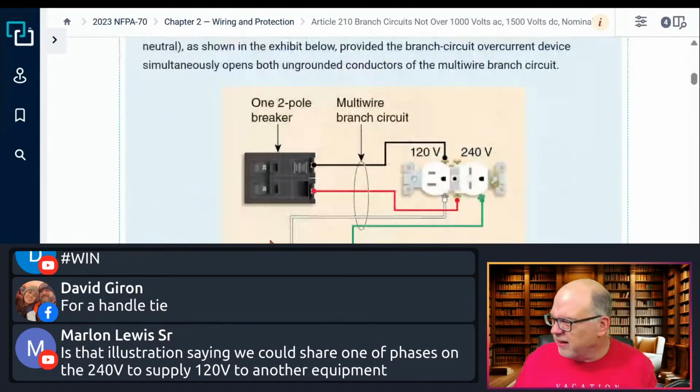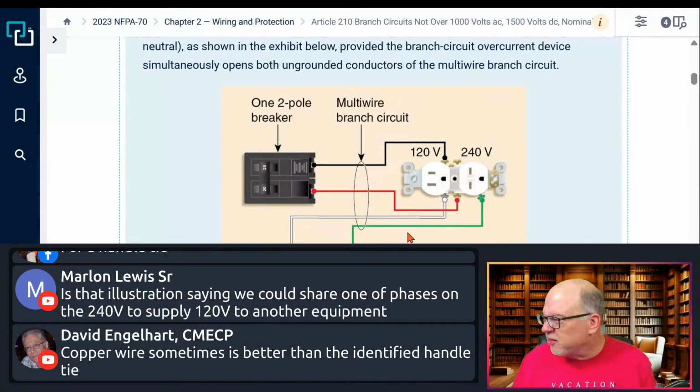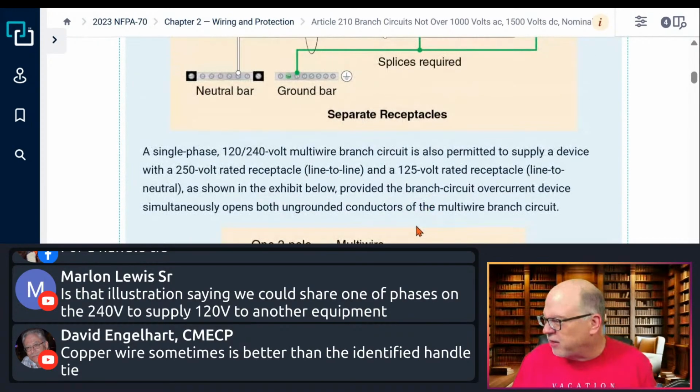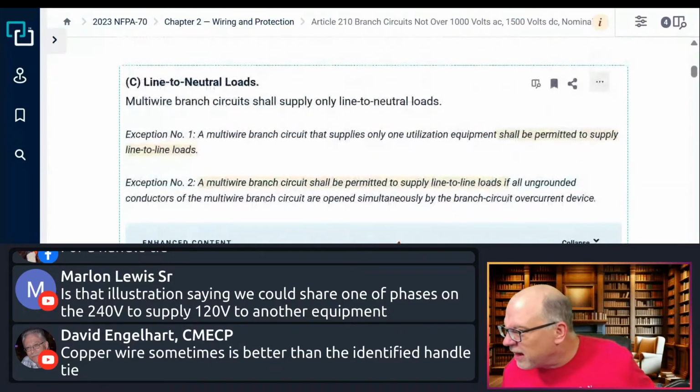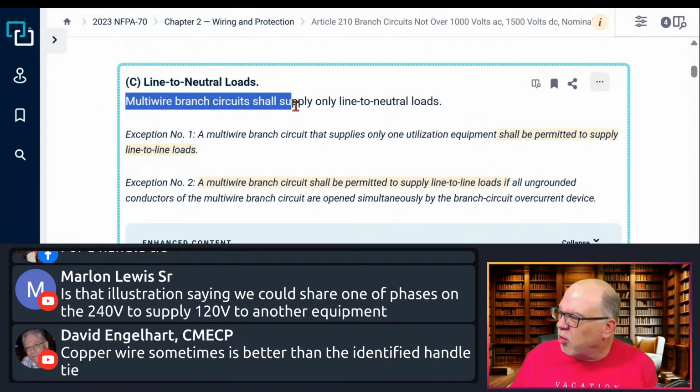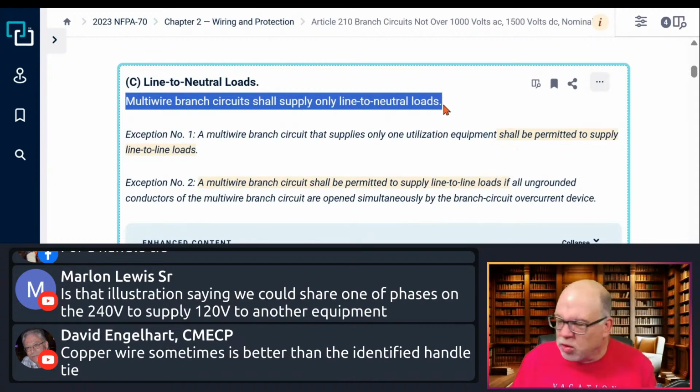And there we go right there. I think what this is saying right here is, you see, this is the application. And if you read the code, it says right here, multi-wire branch circuit applies to only one line to neutral load. It's load. Okay, we just happen to be showing on a receptacle.